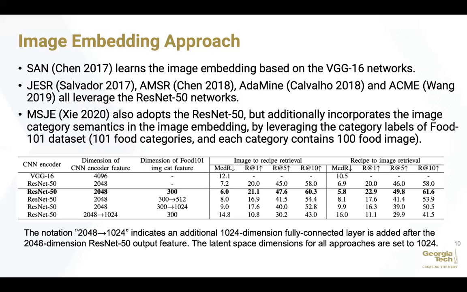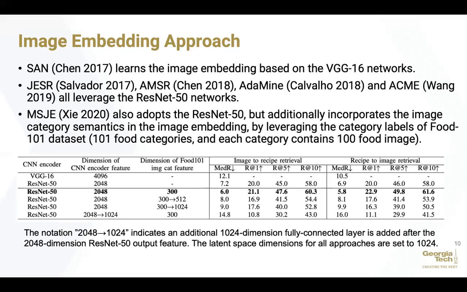Here, we want to study the impacts of using different CNN networks as the encoder to generate the image embedding and different ways of adding the image category feature. The table below shows the results. To make a fair comparison, we use the JE model in the JSR work, which doesn't leverage any semantics in the joint embedding learning, only varying the CNN encoder to change the image embedding.